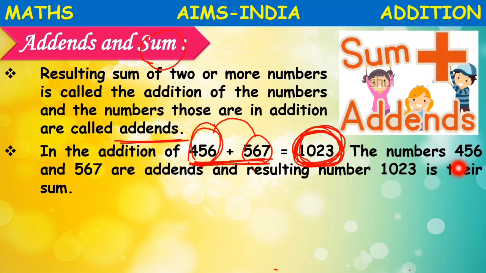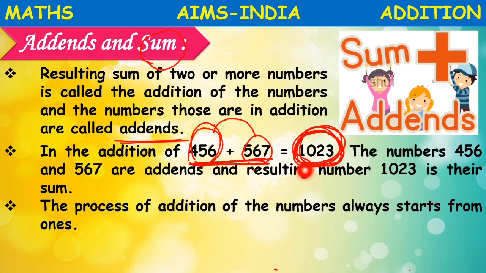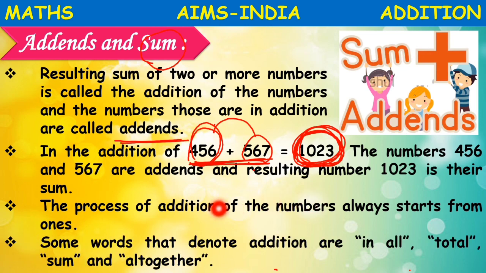The numbers 456 and 567 are addends. See, these two numbers are addends, and the resulting number 1023 is their sum. This number 1023 we got. How, children? By adding. So this is called the sum, and those two numbers which we have added are called addends.